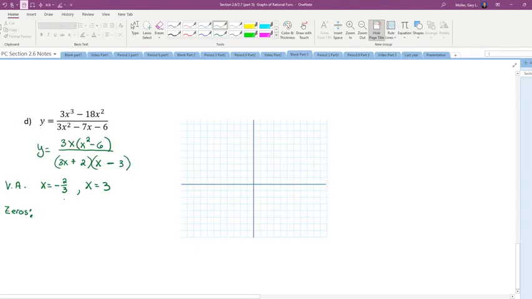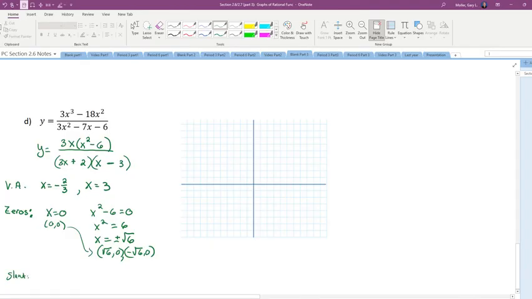Zeros. X squared minus 6 is going to have some zeros, and as will 3x. So I'm going to get a 0 at x equals 0. In other words, 0, 0. And I'm also going to get some zeros at x squared equals 6, or x equals positive or negative the square root of 6. So that means I've got one at root 6, 0, and one at negative root 6, 0, along with 0, 0. I don't need to find the y-intercept because it has already been found. It is 0, 0. So the last thing we need is our slant.